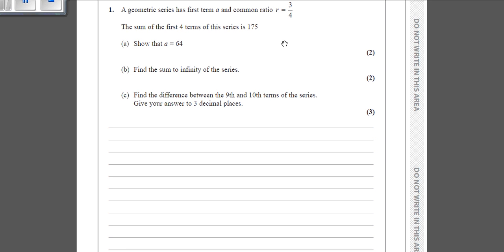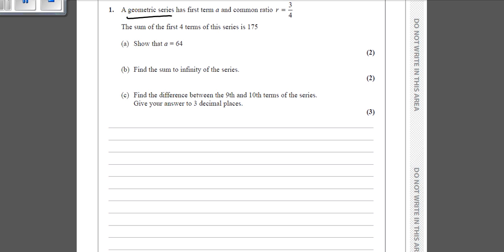Okay, so now we've got the C1 exam out of the way. Now we've got to concentrate on C2. So again, exactly the same format. What we're going to do is have a look at the 2016, 2015, 2014 papers. And we're going to go through it question by question. So the first one is all about geometric series.